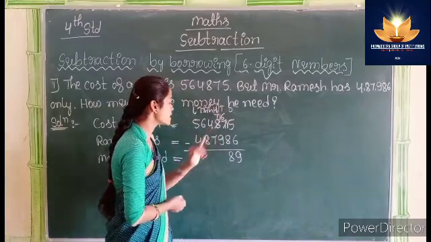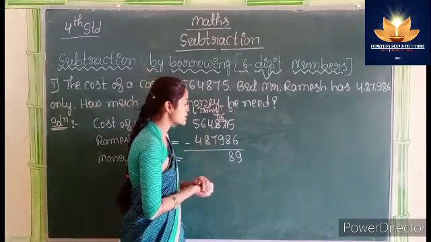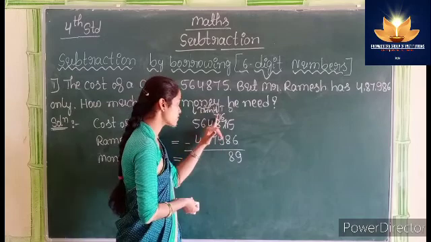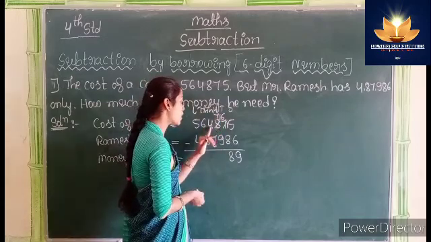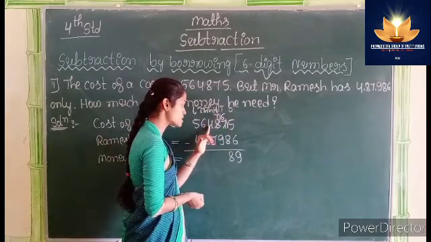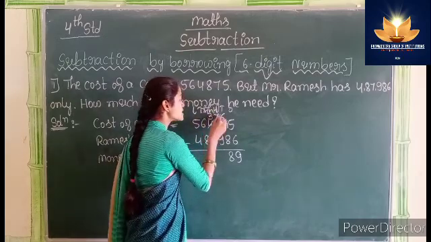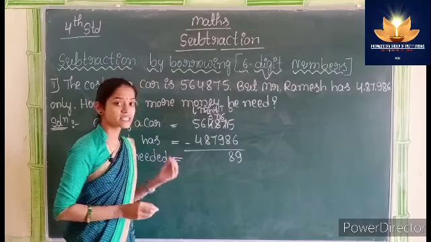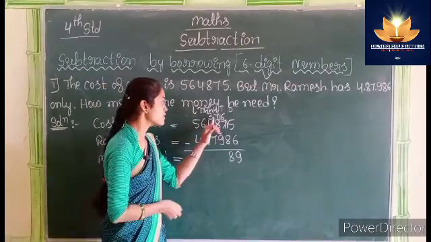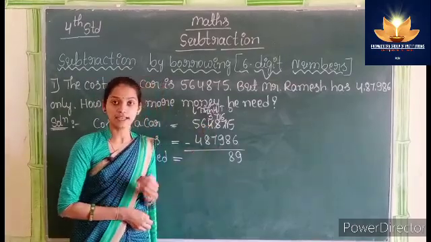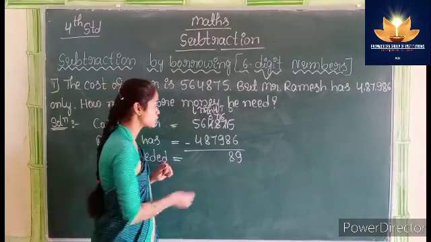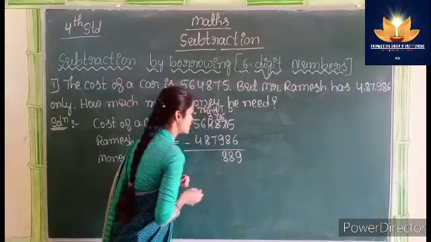Then hundreds place subtraction, we cannot subtract 9 from this 7, that's why we have to borrow 1000 from this 4000s. Then here 4000s become 3000, 700 become 1700s. 17 minus 9, that is 8, and that 8 should be written in hundreds place.